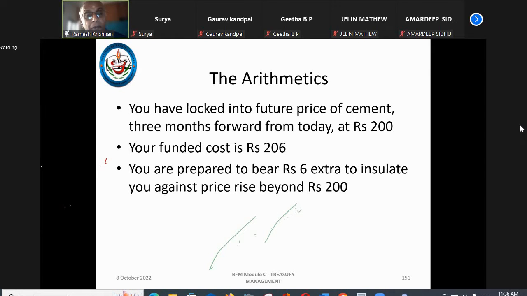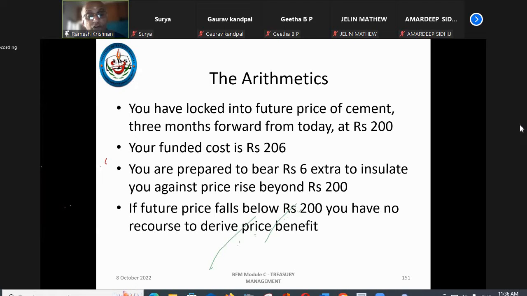So you are prepared to bear that 6 rupees extra, so that even if the price goes to 220, 230, 240, you are assured of cement at 200 plus 6 rupees funding cost, 206. But if it falls below 200, you have no recourse, because that is the deal that the supplier has given you. Today you pay 200. Whatever the price, I will give you cement at 200. So this is like a forward contract. The upside you lose, the downside you are protected, just like the forward contract.